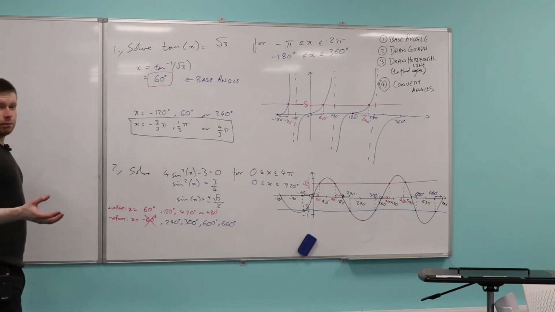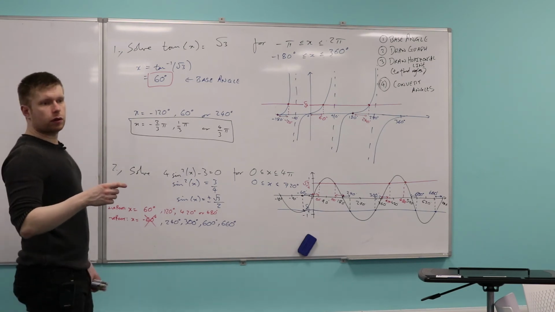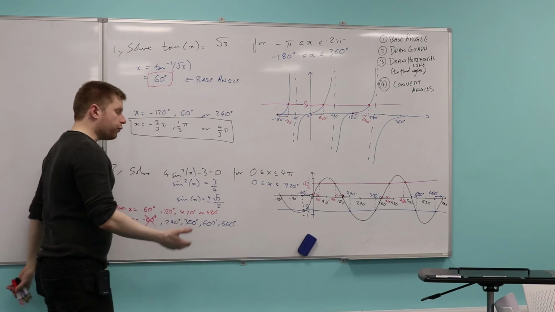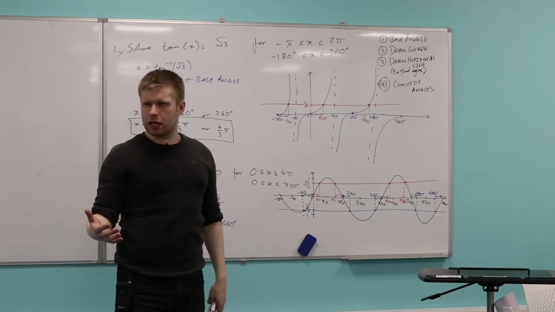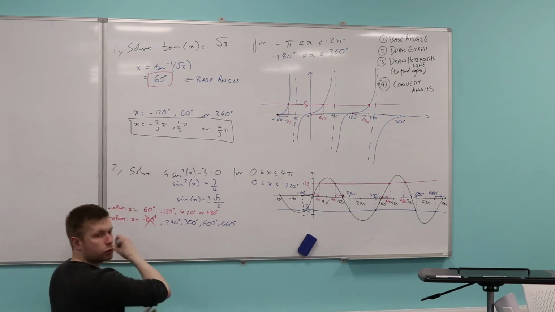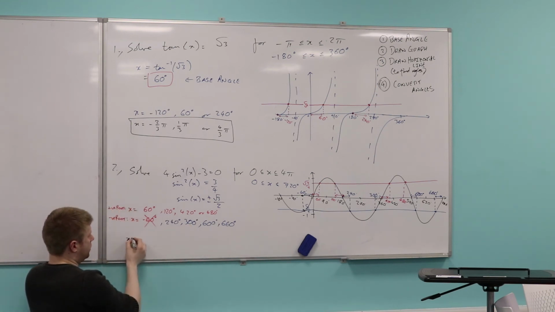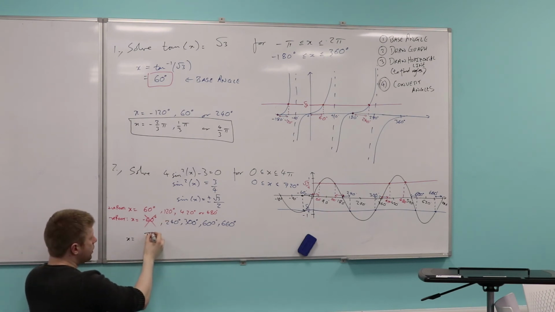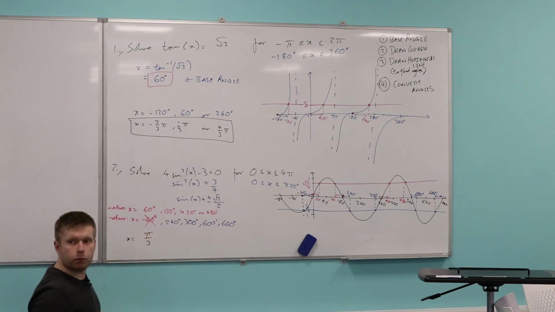Have we finished? Not yet. What have we got left to do? Convert it to radians. Good, you've got to convert it back into radians. You've got to do that final step, okay? So converting degrees into radians, how do we do that again? Yeah, times by pi over 180. So I'm just going to do it as one big long list. All right, so first one is going to be 60. So times that by pi over 180, pi by 3, okay?